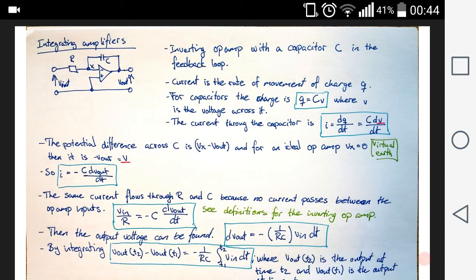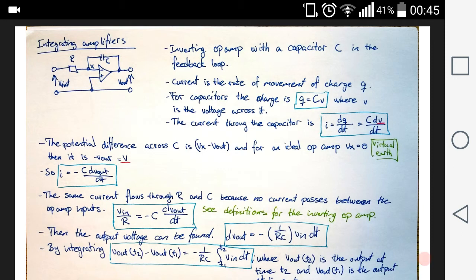You know that the current is defined as the rate of movement of charge, Q, and for the capacitor the charge Q is equal to C times V, where V is the voltage across the capacitor and C is the capacitance of the capacitor. So the current through the capacitor is equal to the change in charge divided by the change in time, which is equal to the capacitance times the change in voltage divided by the change in time.